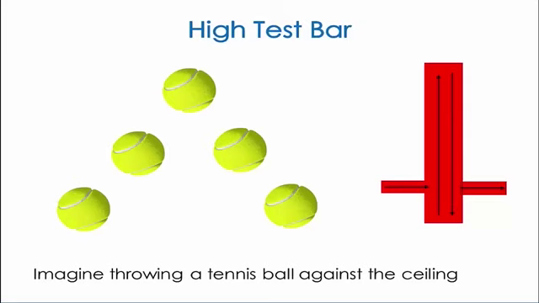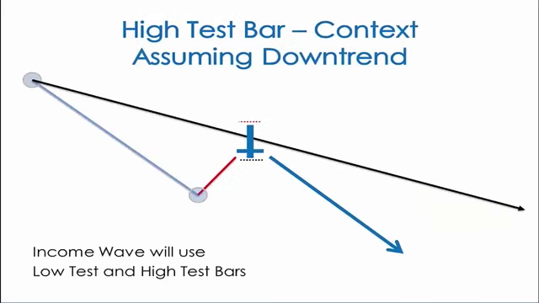And again, it's a short-term shift in momentum. You're not going to bounce it off the ceiling and have it go down forever. It's going to bounce off the short-term ceiling until it hits the next short-term floor. So it's a move to the downside. And we use these high test bars in that downward trend.